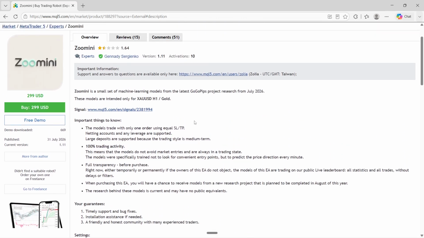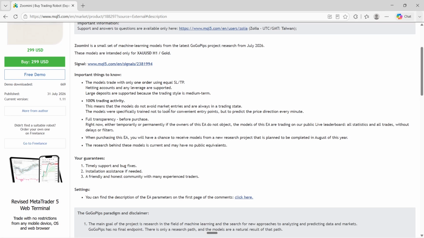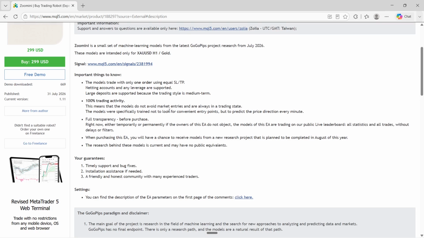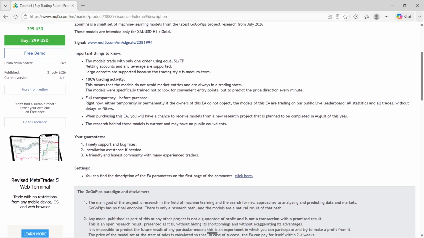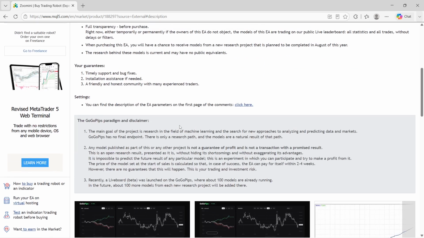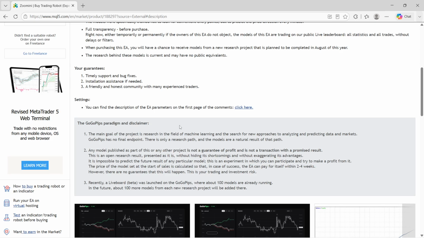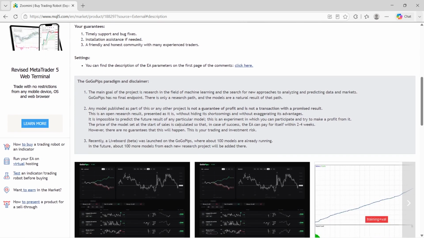A key point the developer emphasizes is 100% trading activity. The models do not wait for perfect or convenient entry points. Instead, they were trained to predict price direction continuously and stay in a trading state. This means the EA is designed to be active rather than selective. There's a public live signal and leaderboard for transparency, so buyers can see current trades and statistics without filters.